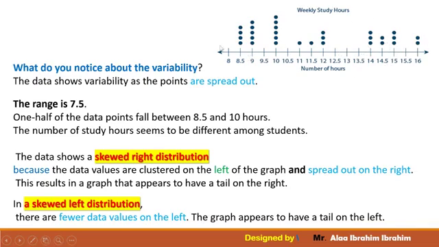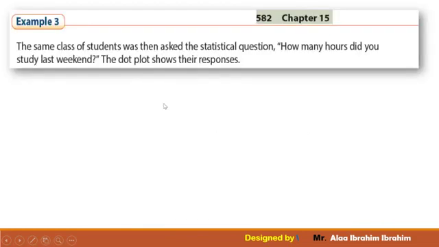So this part will be left. And the cluster, most of the dots will be right. This is the cluster. So the graph appears to have a tail on the left with this kind. Another example: we complete the same example but with another question.